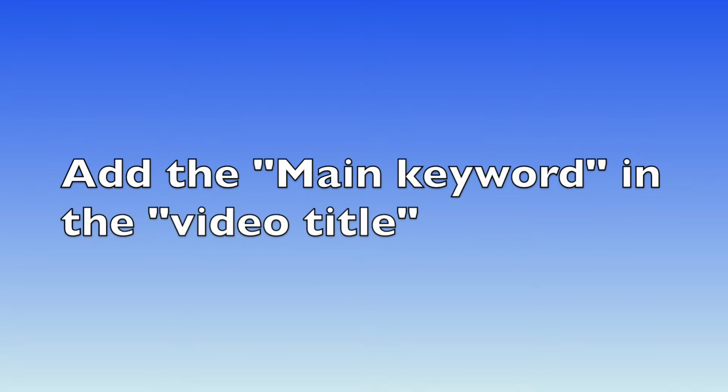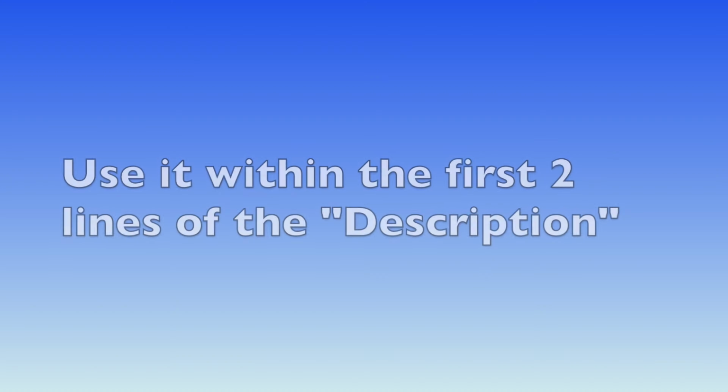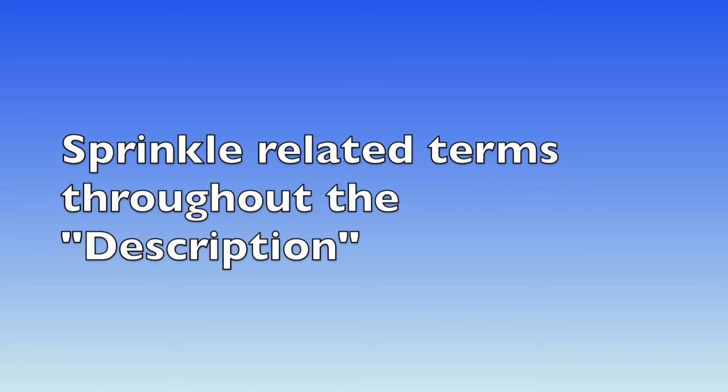SEO starts with knowing what your audience is searching for. Here's how to do it. Find the right keywords. Use tools like TubeBuddy or VidIQ to research popular search terms in your niche. Look for keywords with high search volume but low competition. Incorporate keywords strategically. Add your main keyword in the video title. Use it within the first 2 lines of your description and sprinkle related terms throughout. Include it in your tags to help YouTube categorize your video.